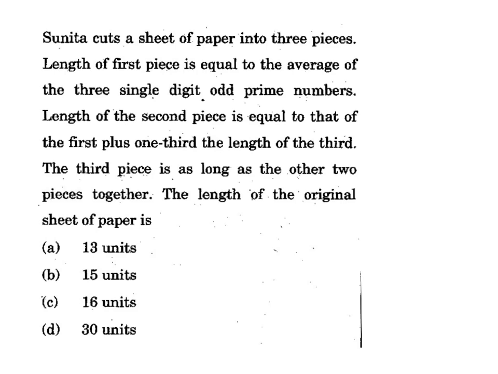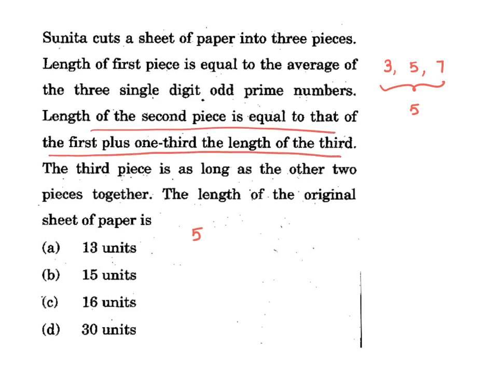Sunita cuts a sheet of paper into 3 pieces. Length of the first piece is equal to the average of the 3 single digit odd prime numbers. The 3 single digit odd prime numbers are 3, 5 and 7. Average of them is sum of numbers by 3. So it is 5. So first number is 5. Then he says length of the second piece equal to the first plus 1/3 of the length of the third. Let the third piece is x. Therefore second becomes 5 plus 1/3 of x, that is x by 3.